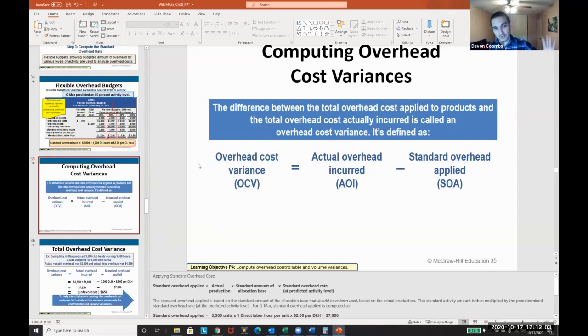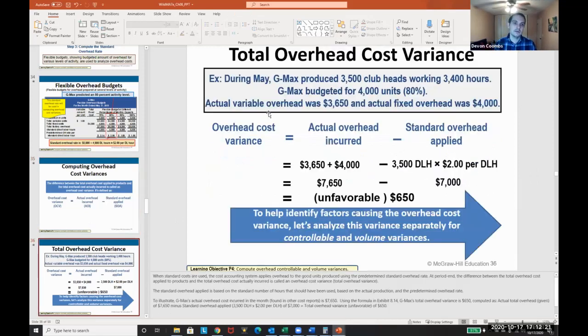Overhead, we have our actual overhead cost variance equals our actual overhead incurred. That's easy to get, right? That's just our bill of our rent, electricity, whatever we're saying overhead is, subtracted by our standard overhead applied. This is the complex piece. How do we determine how much we applied? So here, our overhead cost, we're using this thought again. Actual variable overhead was 3,650 and fixed was 4,000. And so that's easy. These are our bills. And so maybe this was our electricity, this was our rent. We can say our actual overhead incurred was 7,650 by adding these two.